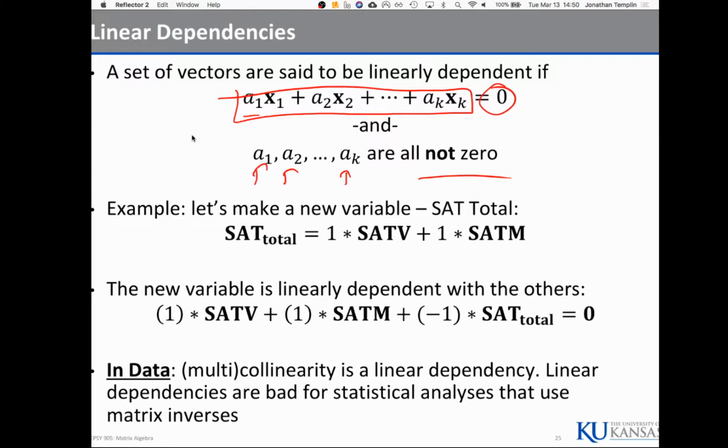Pardon me. I screwed that up. The vectors are linearly dependent if the sum of the linear combination is 0 when all those A's are not 0. What do I mean by that?